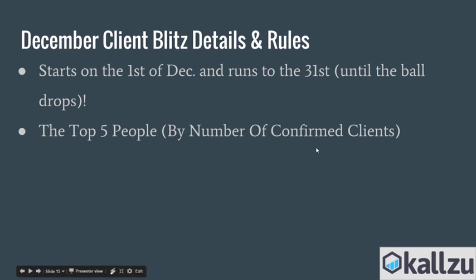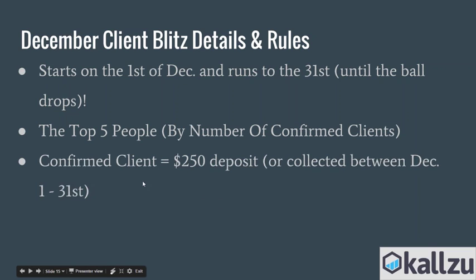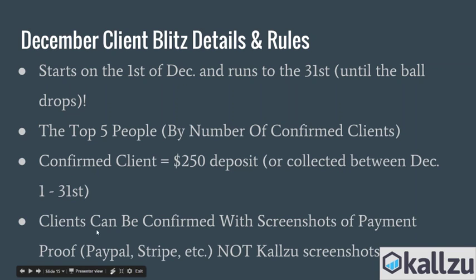The top 5 people by number of confirmed clients, we'll go over in a second what a confirmed client is, are going to be able to go, right? Top 5 people. A confirmed client is at least $250 on a deposit or $250 collected between December 1st and 31st. What constitutes a confirmed client is screenshots of payment proof, so PayPal, Stripe. We don't want Kallzu screenshots of the revenue, right?